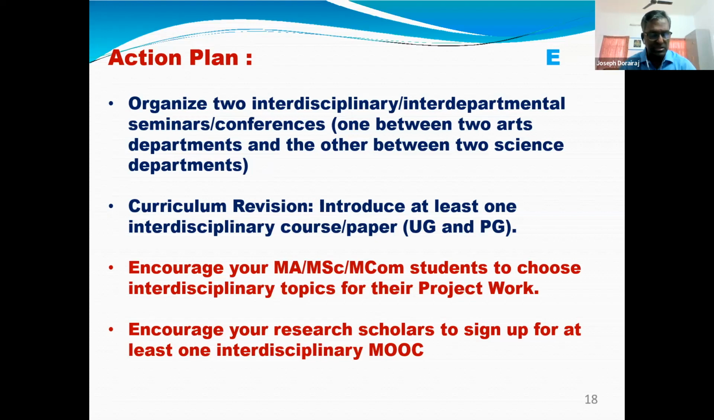Then the last suggestion is, whether they are your postgraduate students or your research scholars, you insist that they sign up for at least one interdisciplinary MOOC course or MOOC program. For instance, I have some research scholars, I teach English. So I recommend that they do a course, not program, sorry, a course in philosophy, or a course in sociology or anthropology related to the research area. So dear friends, that is the end of my presentation.